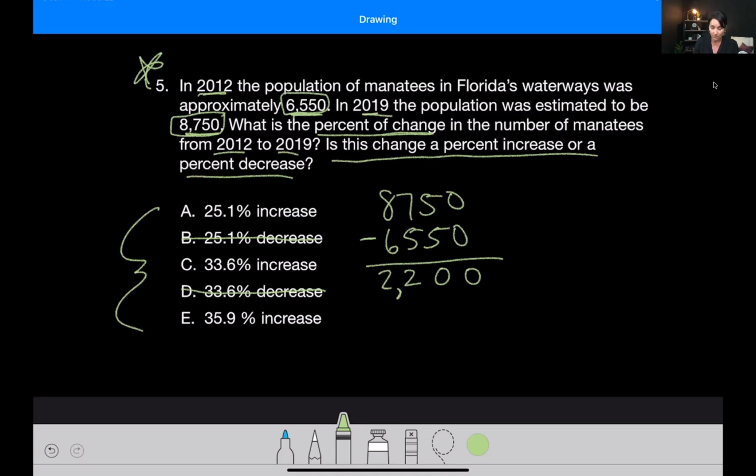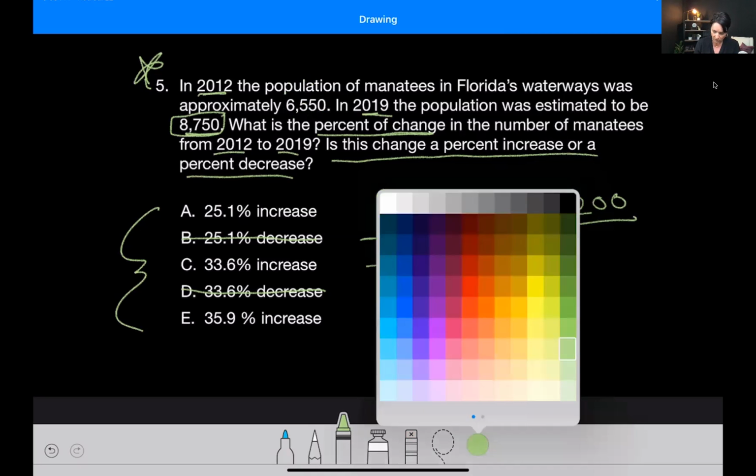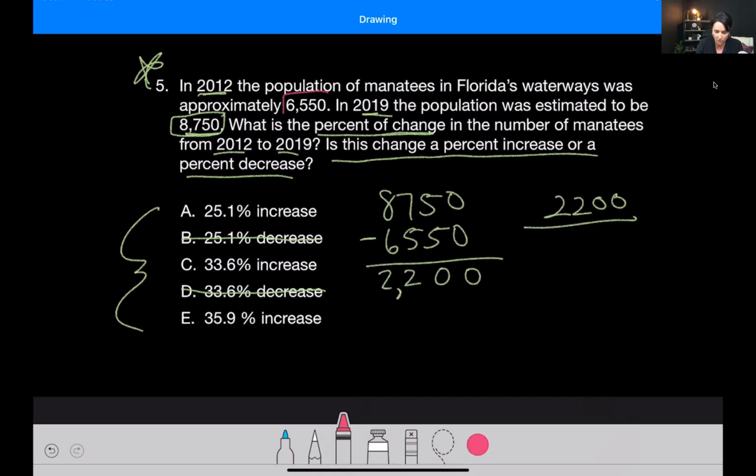All right. Now, I'm going to take that 2,200 and I'm going to put it over my original population here. That was sloppy. Sorry about that. Ooh. Let me change it to a different color. This is the OG, the original. Okay, right there, 6,550. But my increase was 2,200. So you always put the number you increased over the original, because we're figuring out from the original to this is how much percent increase.